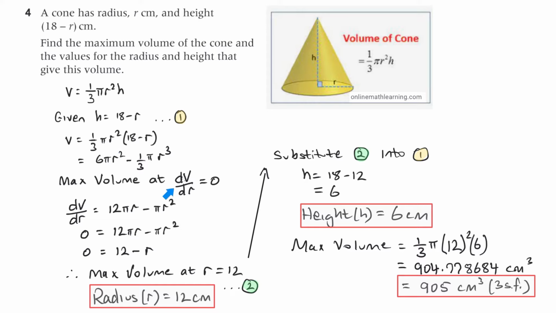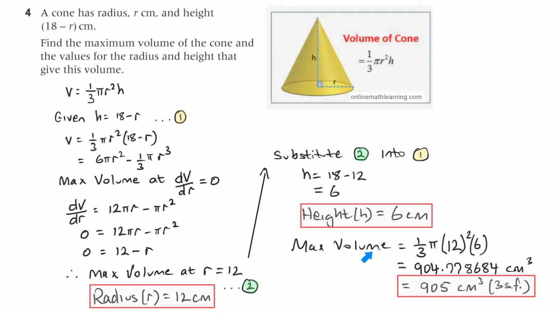The maximum volume occurs where the derivative equals 0. So the derivative equals that. Okay, I took the derivative of this, and that equals that. We say where that equals 0 will give us the maximum volume, and so that gives us r equals 12. The radius is 12. Now we substitute 12 back into 1 here, and we can find the height. So the height is 6.